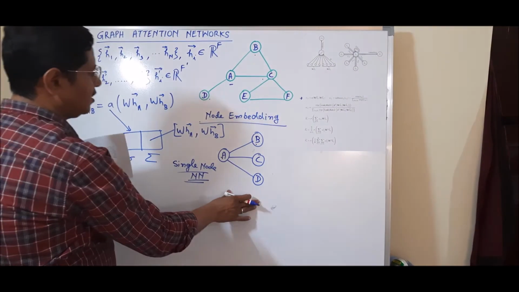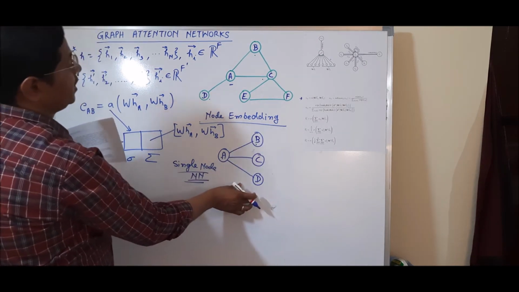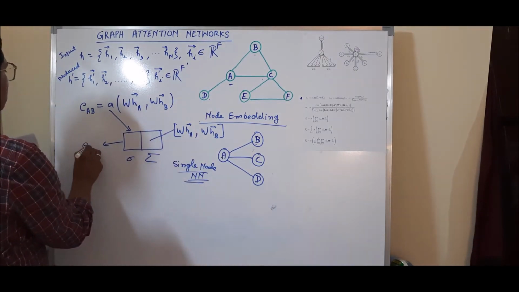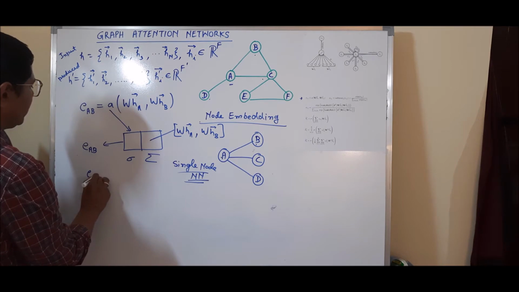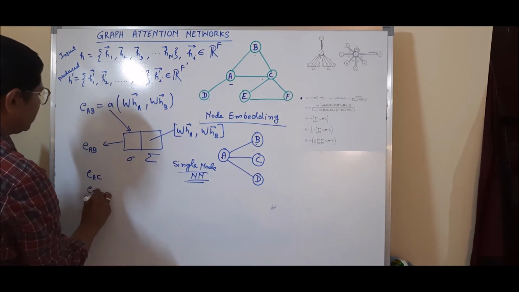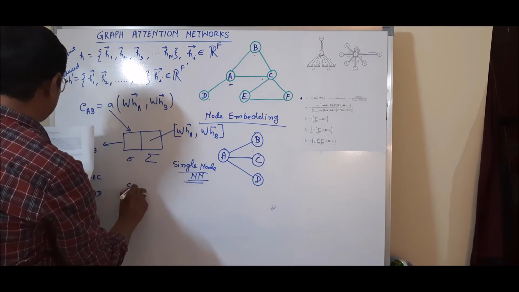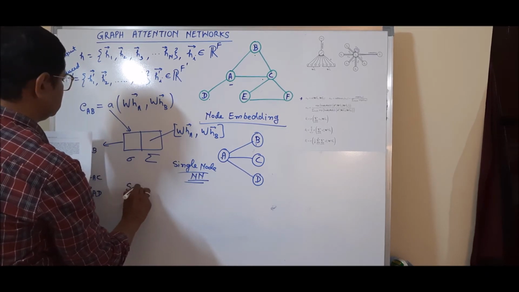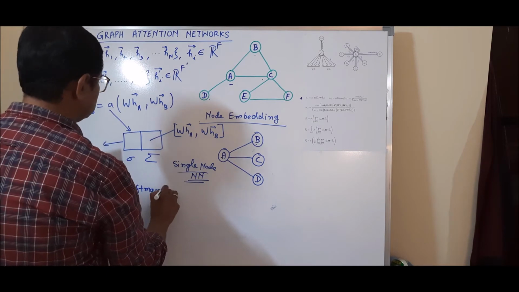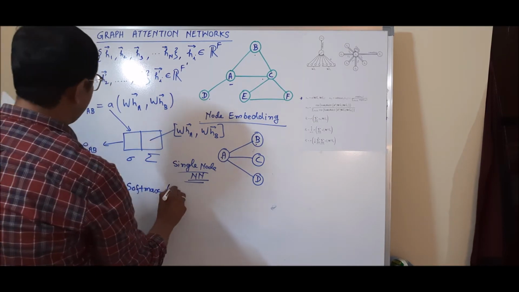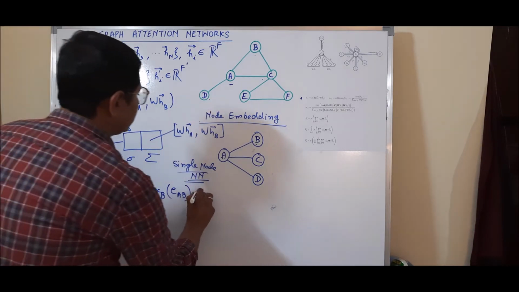But this value is useless until we know how relatively or contextually important B is with respect to all other connected nodes. So what do we do? We calculate the values for all the nodes, for example A and C, then A and D, and then we calculate the softmax. This tells us how important B is in the case of A and B.